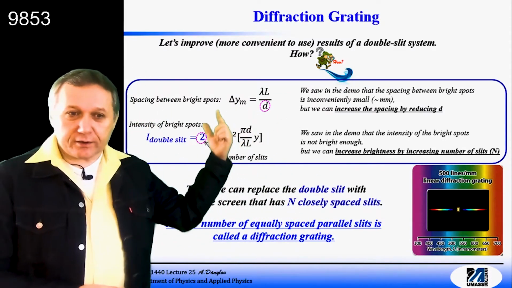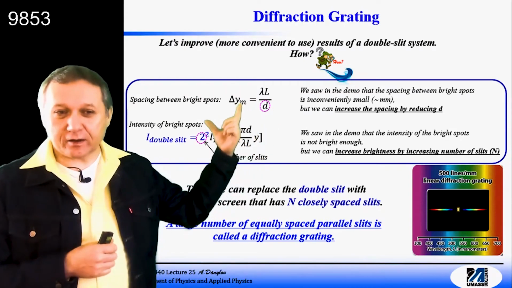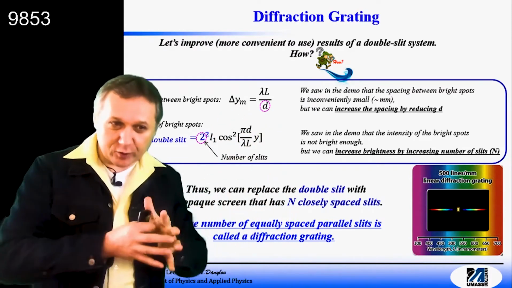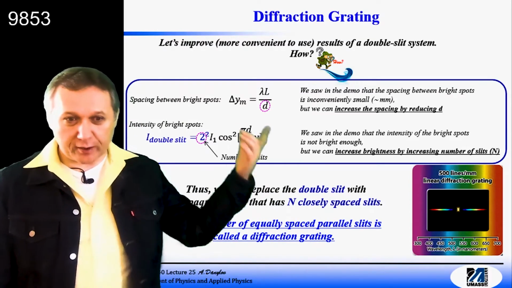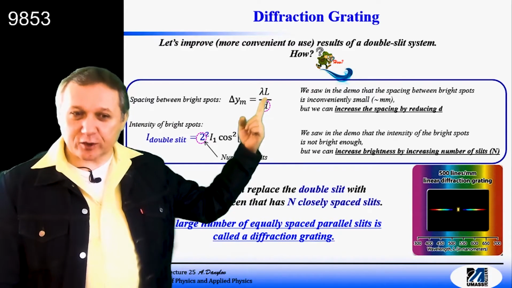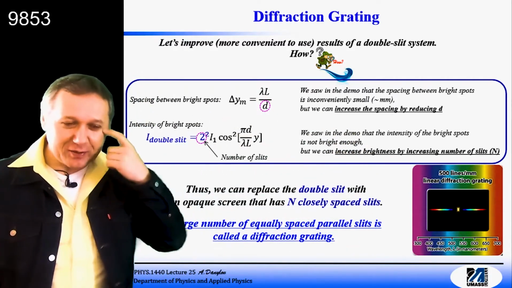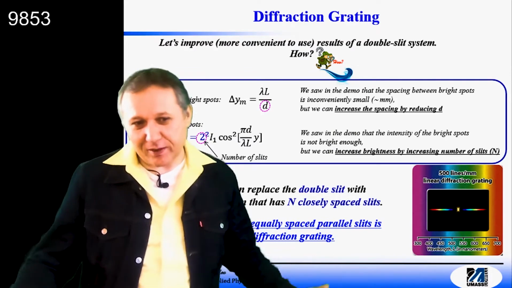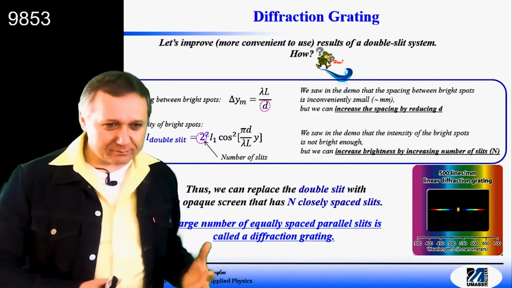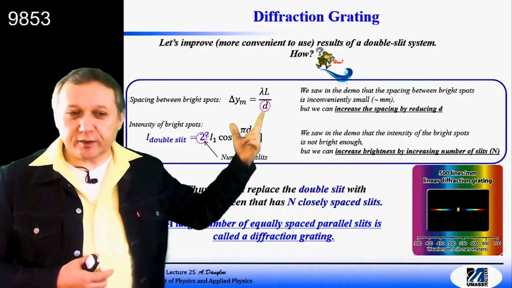So here's the formula which we derived in the previous class, which gives us the spacing or distance between bright spots. And as I said, we want to increase the distance. By looking at this formula, it's obvious there are two ways. You can either increase the distance to the screen, but it's a very expensive way of increasing the spacing because usually lab space is quite limited. No one is going to give you large rooms. So the most efficient way is to reduce d.